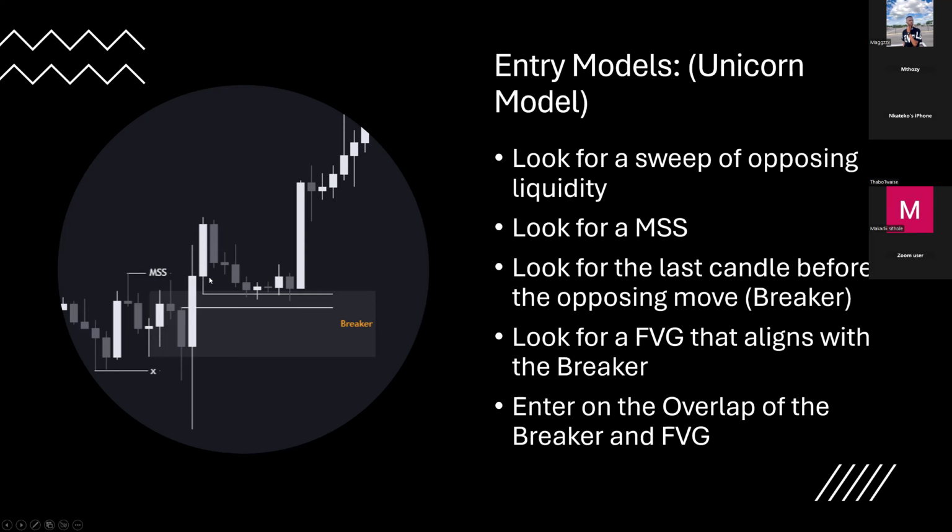Even if only a piece of the fair value gap and a piece of the breaker is overlapping, you would place your buy limit on the overlapping part right there and your stop loss below the breaker. This is a very high confluence entry simply because it's utilizing liquidity, fair value gaps, breaker block, and a market structure shift. All of these things add confluence that the market is ready to move in your direction.